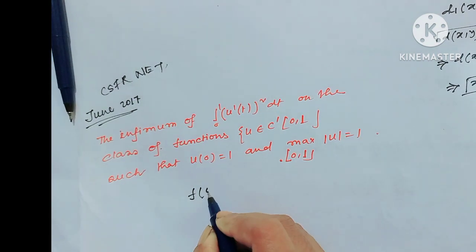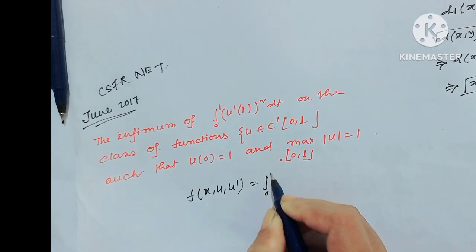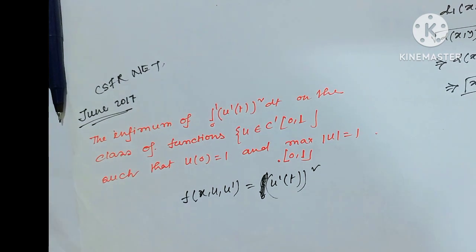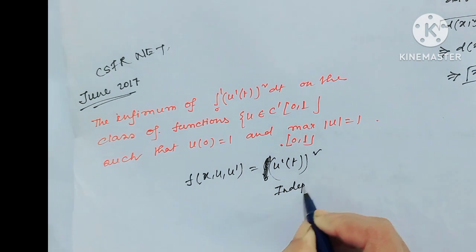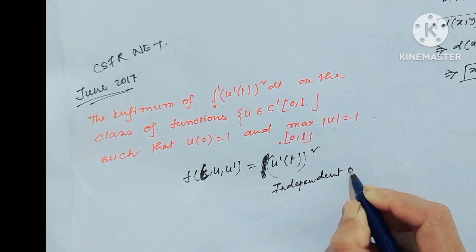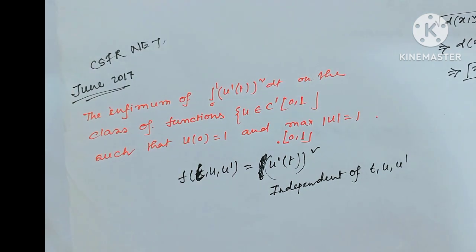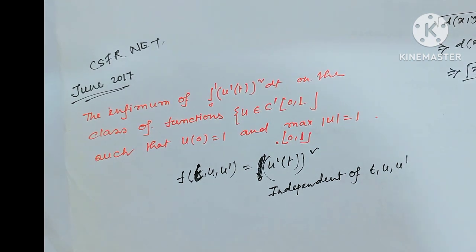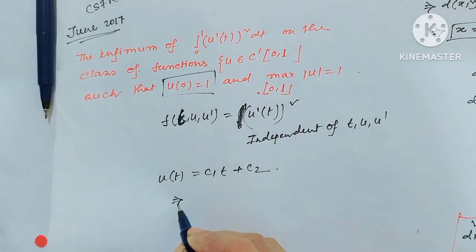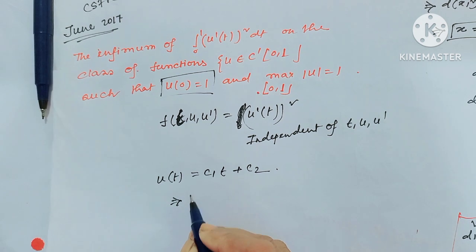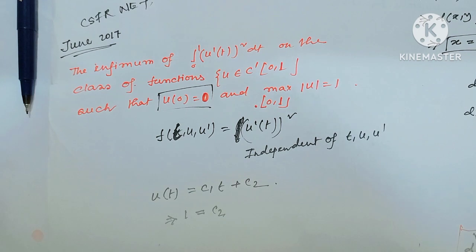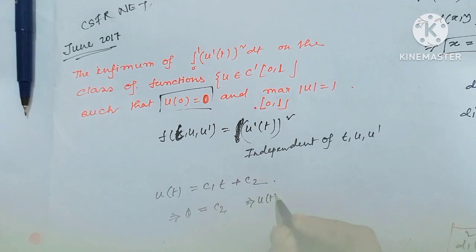Here f(t, u, u') equal to the integral from 0 to 1 of (u'(t)) squared. Obviously this is independent of t, u and u'. Now use the Euler equation, then the solution would be equal to C1 t plus C2. Here the initial condition, u(0) equal to 1. Sorry, here is one printing mistake, u(0) equal to 0. That implies C2 equal to 0. So the solution is u(t) equal to C1 t.